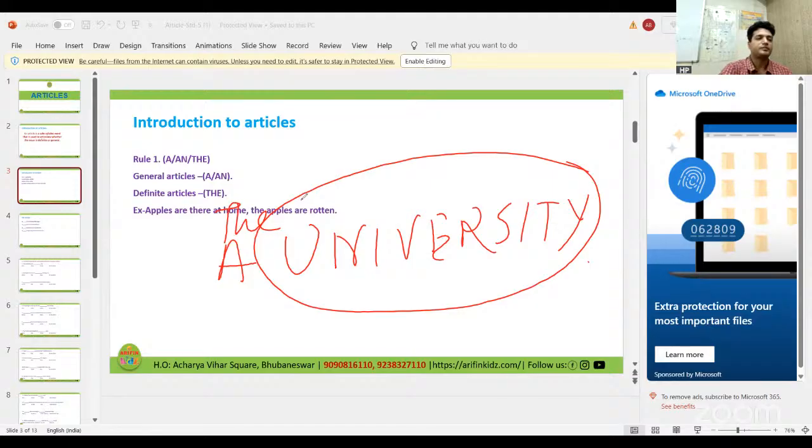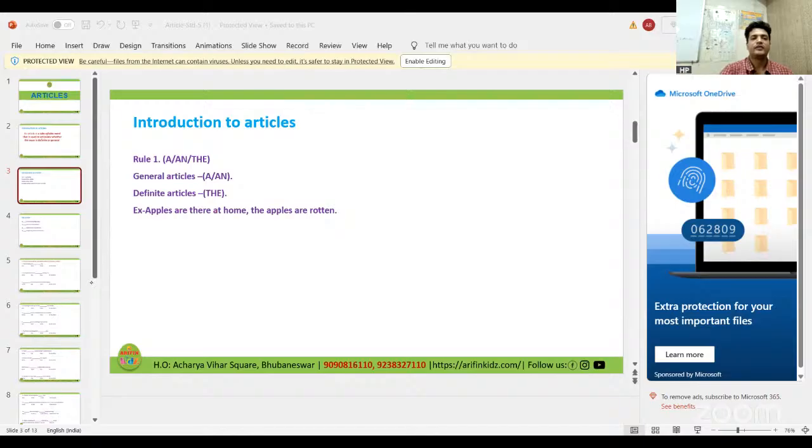Right? Now, let's focus on general articles, right? Let's focus on general articles. We have two general articles.